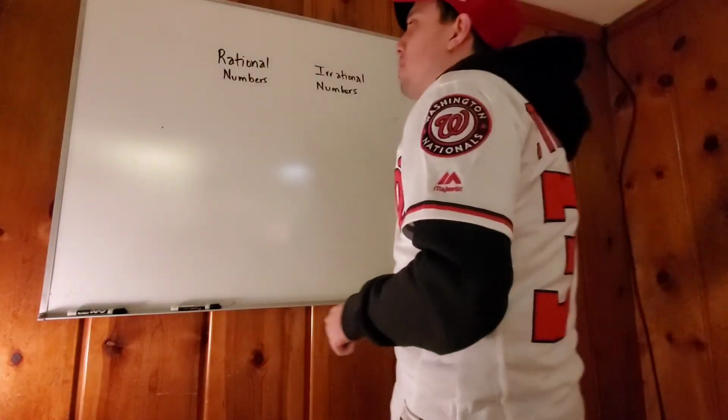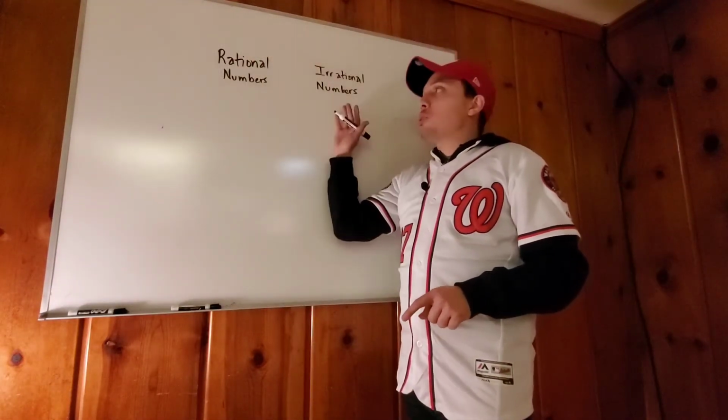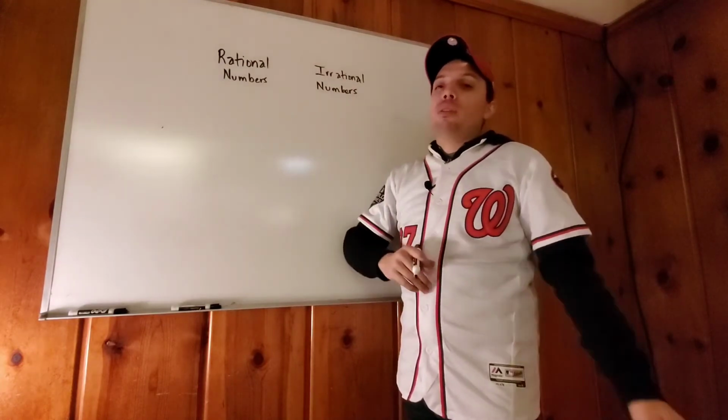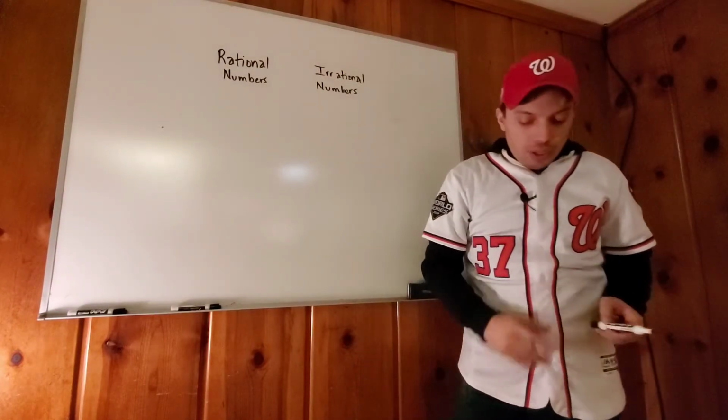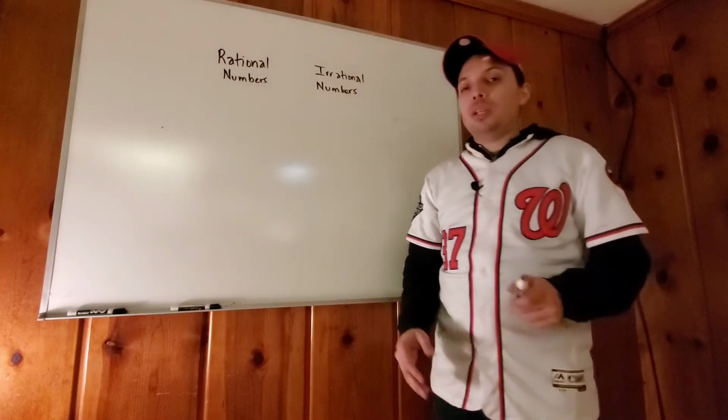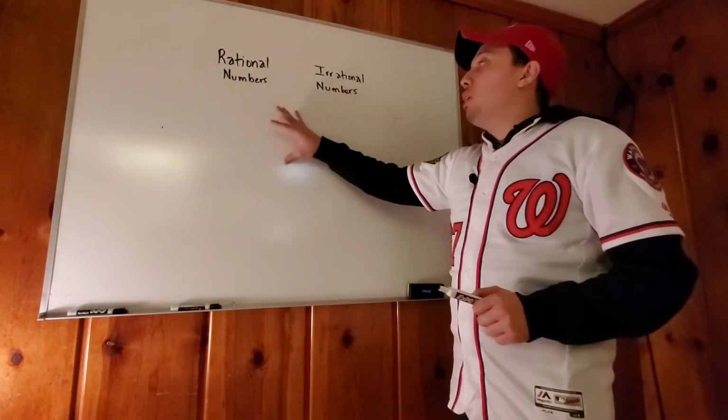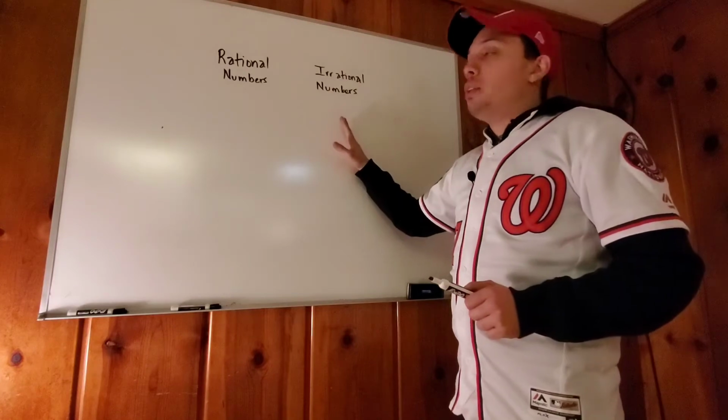For the second part of the lesson, we're going to talk about rational numbers and irrational numbers. I'm not going to go over the example because I don't think it's a very good example and I don't think it's relevant to what you need to know. But I will explain what the difference is between rational and irrational.